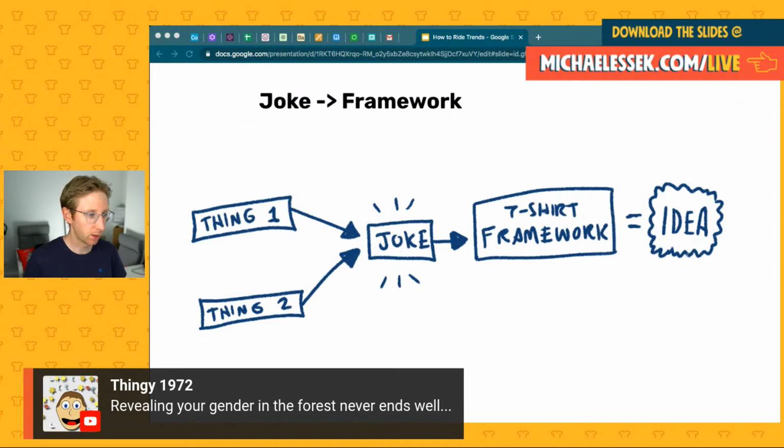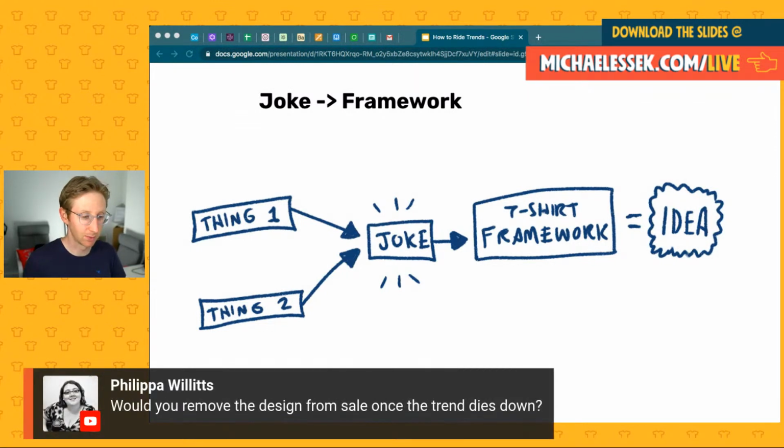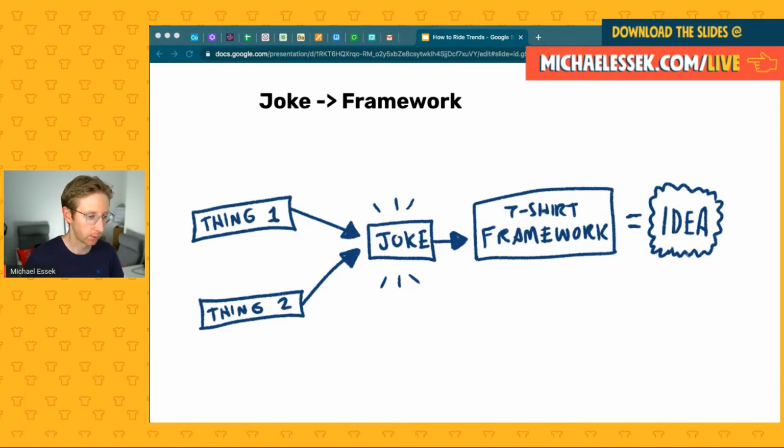Thingy, revealing your gender in the forest never ends well. That's a good point. So a lot of these are kind of funny little one-liners, which again could be tweets and stuff like that. Philippa, would you remove the design from sale once the trend dies down? No, very rare, unless I had a particular reason to do so. No, Philippa, I wouldn't do that myself.